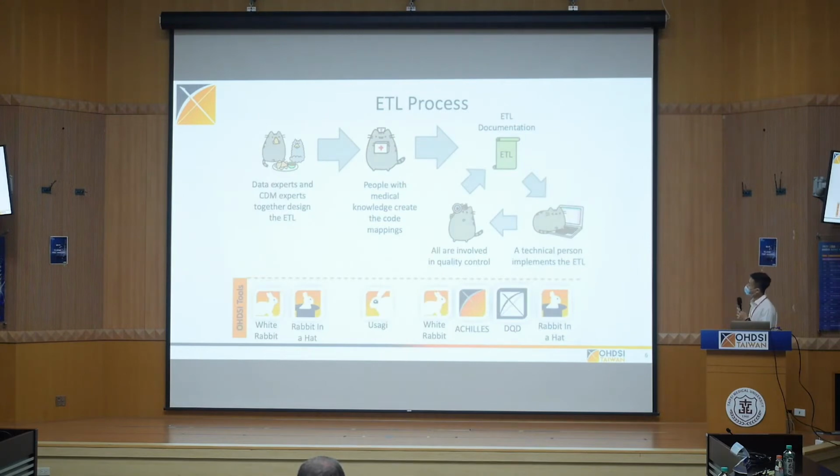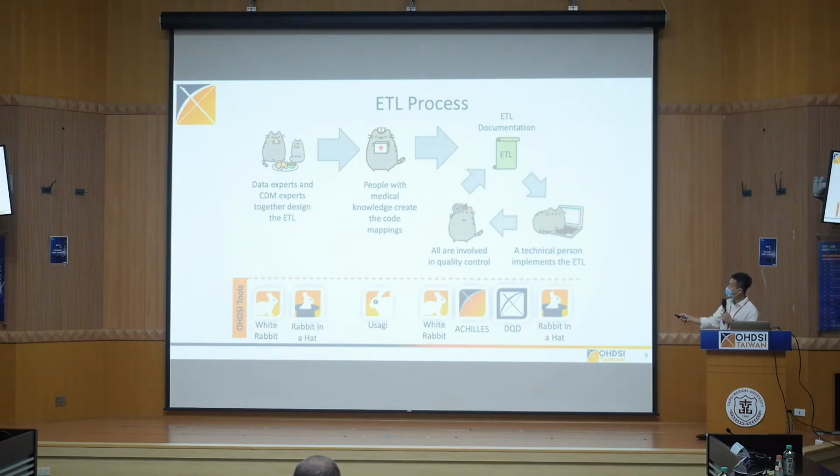The ETL process includes several steps. The first step is that the data expert and the CDM expert sit together to define the terms in the source data and also in the CDM. One person defines the variables in our own data source, and the CDM person says that this variable will match to this kind of variable inside the CDM model.